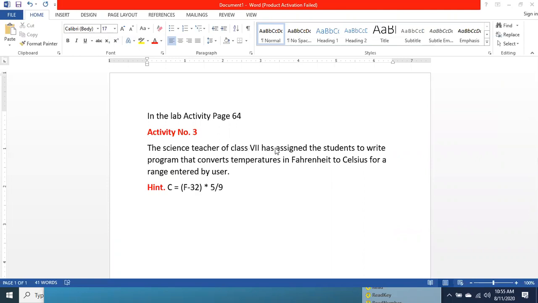The science teacher of class 7 has assigned the students to write a program that converts temperature in Fahrenheit to Celsius for a range entered by the user. For example, the user says start from 90 and go to 100. Convert all temperatures into Celsius, meaning convert 90 into Celsius, then 91 into Celsius, then 92 into Celsius, and so on up to 100. So it will give us a range entered by the user. This is the problem statement.